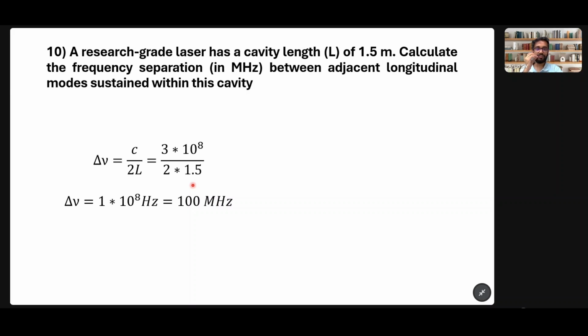We know that the frequency separation, given by delta mu, is c by 2L, where c is the speed of light, which is 3 into 10 power 8, and L is your cavity length, which is 1.5 meter. You just substitute the values of c and L in this formula, where you get your delta mu as 1 into 10 power 8 hertz, but they are asking for the answer in megahertz. We know that 1 megahertz is 10 power 6 hertz. So we'll eventually get this as 100 into 10 power 6 hertz, which is 100 megahertz.